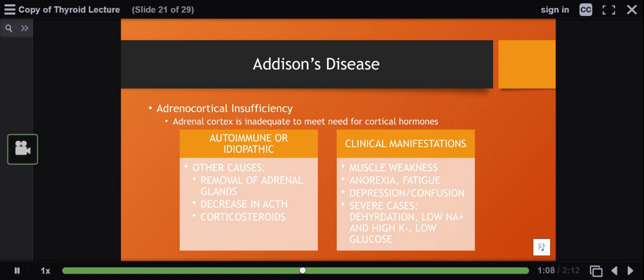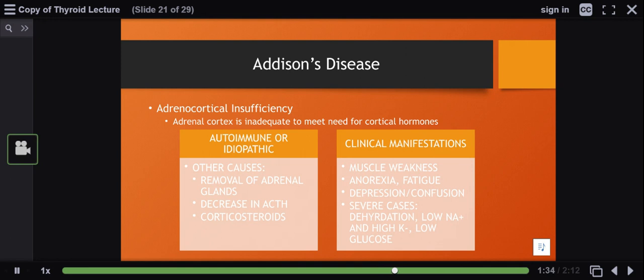ACTH is a hormone that is produced by the pituitary and stimulates the production and release of cortisol from the adrenal cortex. The adrenal glands are part of the endocrine system. So just like we had talked about previously in the thyroid lecture, the pituitary controls the thyroid gland and also controls the adrenal glands.